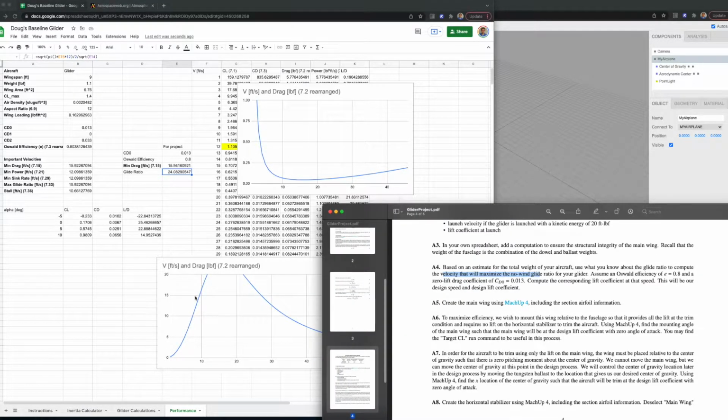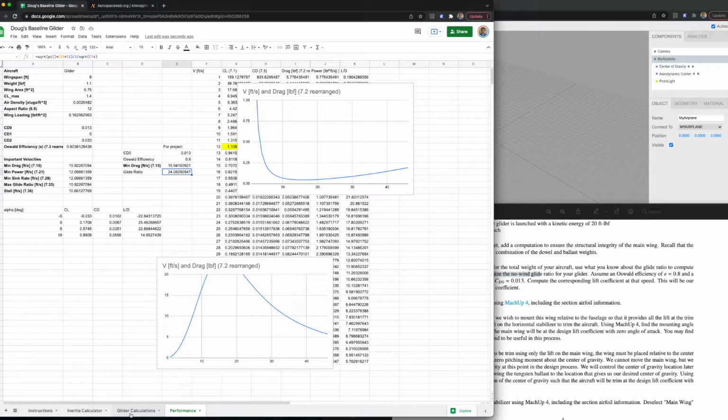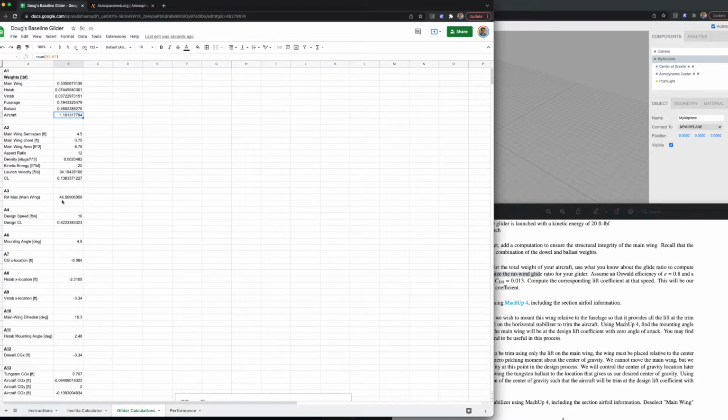Anyway, that's not the point of this video. Hopefully you have some understanding of this performance calculation, and we're just using it as a quick estimate to see what velocity we actually want to be flying at. So I'm going to say it's around 16 feet per second, right? That's what I want to be flying at. Now if I launch with my full kinetic energy here, I'm going to launch at 34 feet per second. So maybe I don't want to do that.